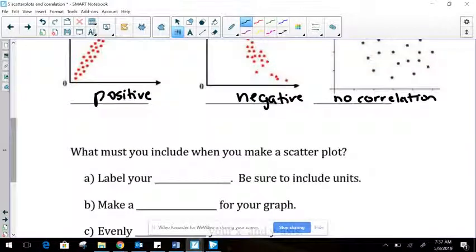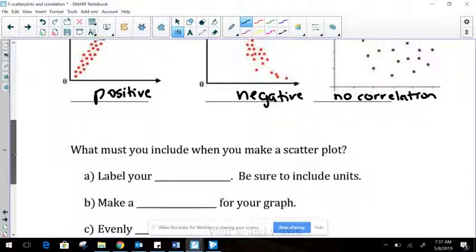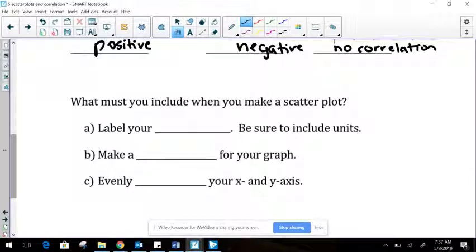Okay. So what must you include when you actually make a scatter plot? We just did correlation. Now let's actually make the points and the graph. All right, so you're going to have to label your axes. Be sure to include units, hours, minutes, days, whatever we're talking about. We have to make a title for your graph, and we need to evenly space your X and Y axes.